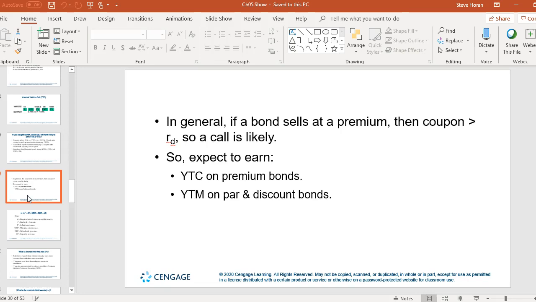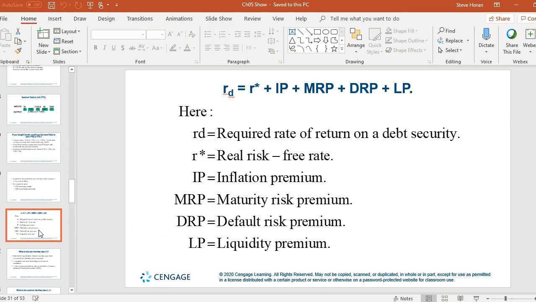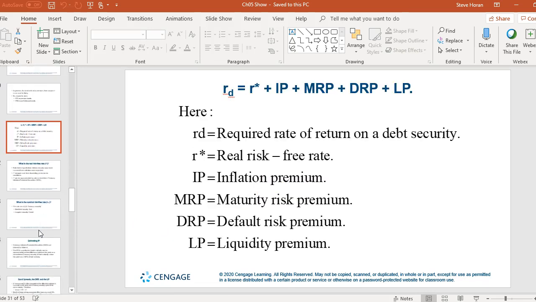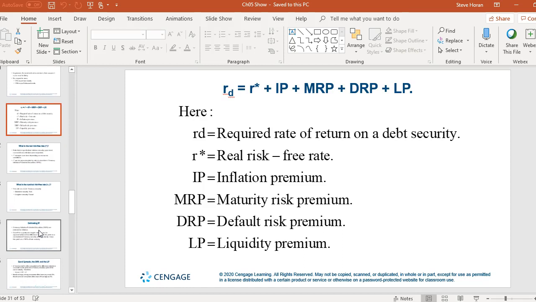So in general, if a bond sells at a premium, then the coupon is greater than R sub D, so a call is likely. So expect yield to call on premium bonds and yield to maturity on par and discount bonds. Okay, and then this right here talks about all the components that go into the market rate of interest.